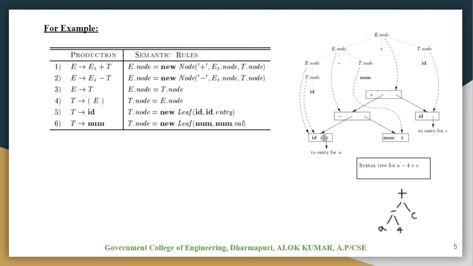In this manner, whatever operators are there, we keep at internal nodes, and the operands we keep at leaf nodes. So for this expression a minus 4 plus c, this one is the syntax tree.